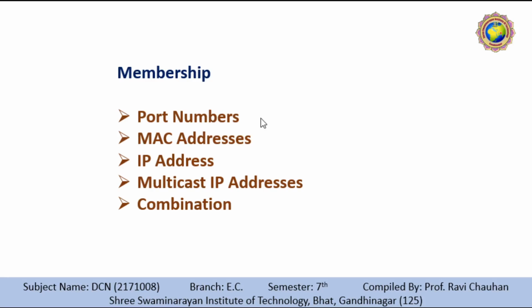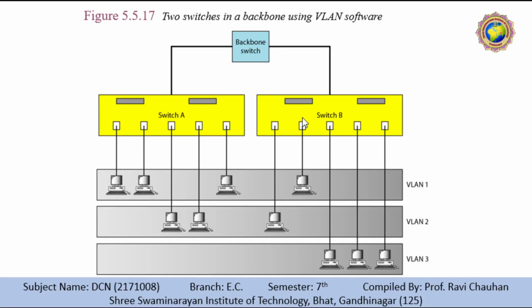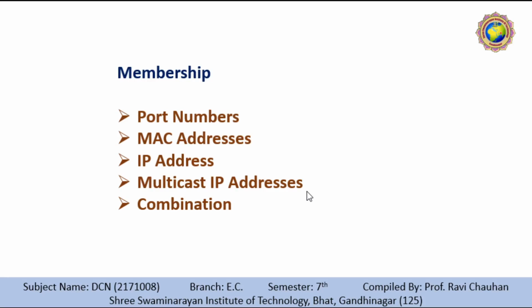Port number. Some VLAN vendors use switch port numbers as a membership characteristic. For example, the administrator can define the stations connected to ports 1, 2, 3 and 7 as belonging to VLAN 1. As you can see, fine. Stations connected to ports 4, 10 and 12 belong to VLAN 2, and so on.